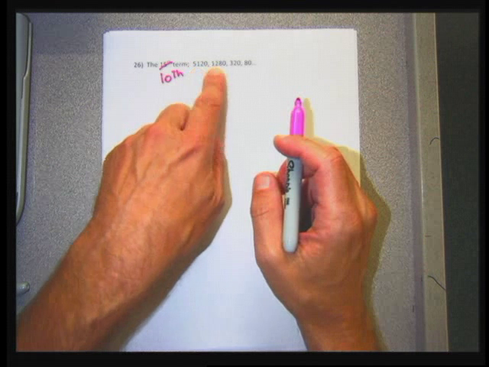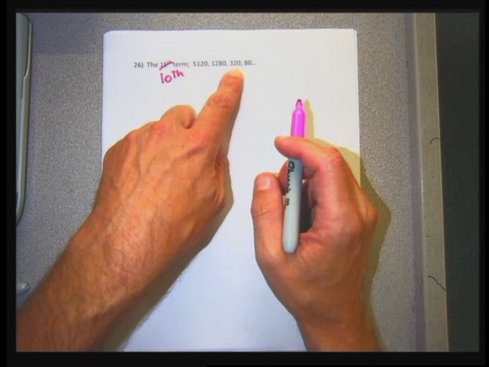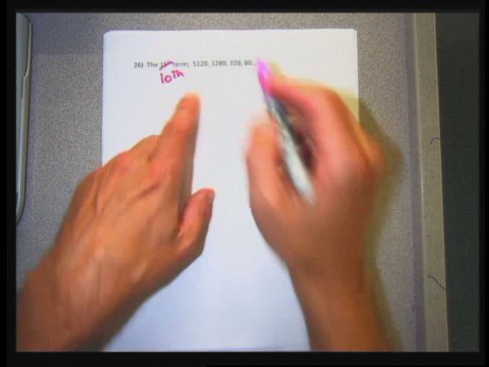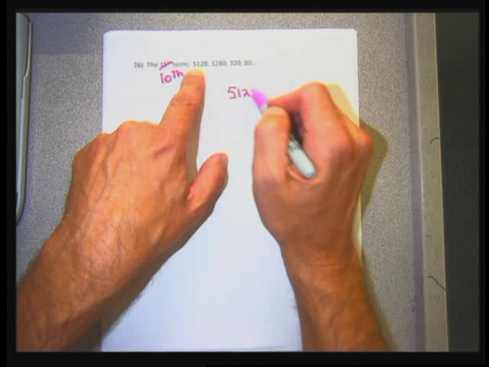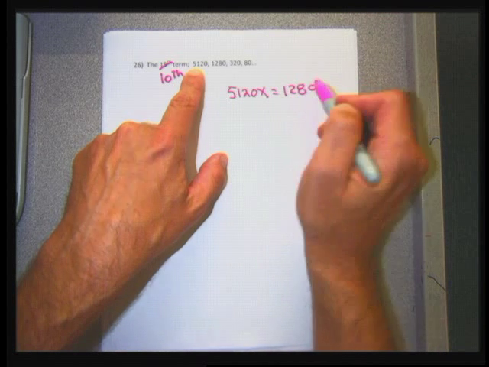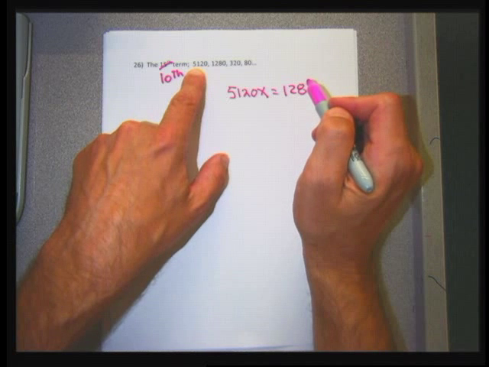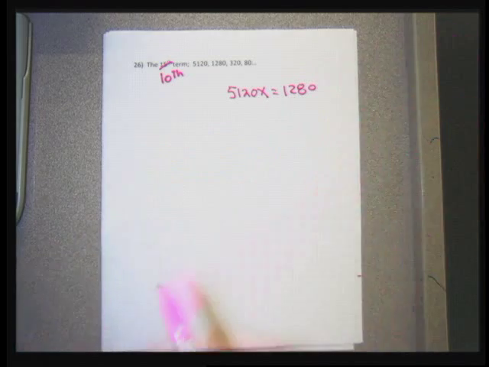How do you get from 5120 to 1280 to 320? You have to multiply it by something. It's going to be a fraction. To figure out what I'm multiplying by to get from 5120 to 1280, I'm going to find the common ratio by taking the first term, 5120, multiplying it by x and making it equal to the second term. And I'm going to solve that.